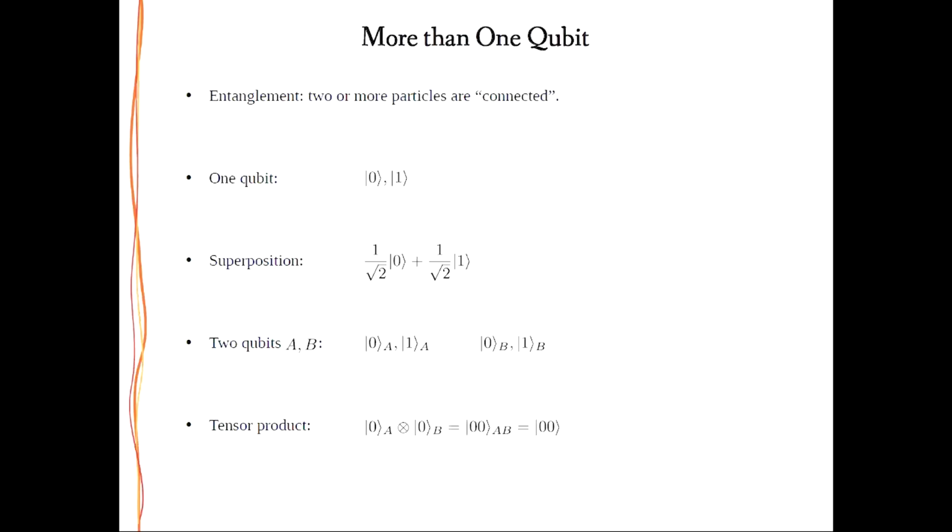Another short way to write this, and we will do this from now on, is to just write 0,0 and omit the A's and B's. This means that the first position represents the first qubit A and the second position represents qubit B. And then we have three other possibilities: 1,1, 0,1, and 1,0. Together, these form the Hilbert space of our two-qubit system.